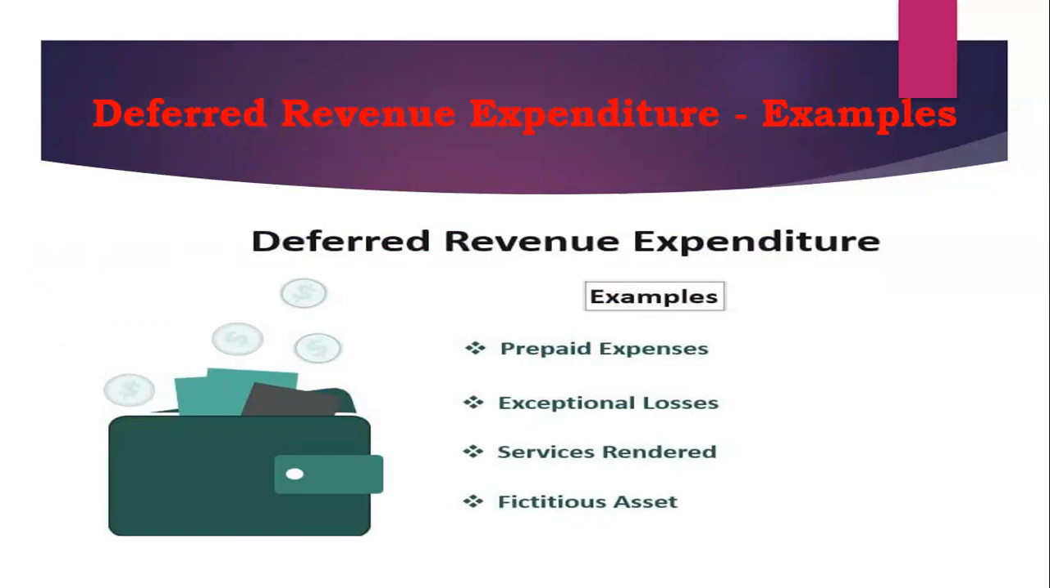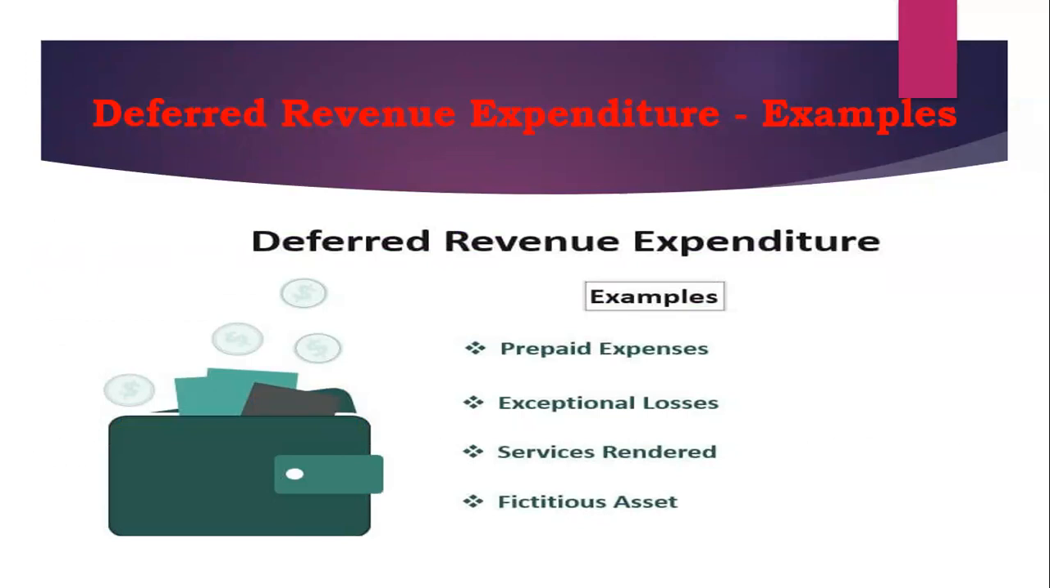There are different types. Before I go to the accounting treatment, I would like to tell you some examples of deferred revenue expenditure. First, prepaid expenses. The prominent example of deferred revenue expenditure is advertisements, promotional expenses, promotional activities. The expenditure is borne in 1 year, but it will be written off over several years, several periods. So, that is prepaid expenses.